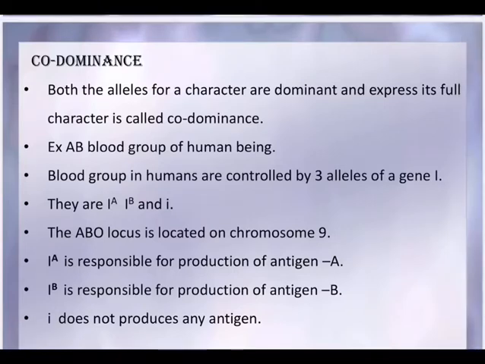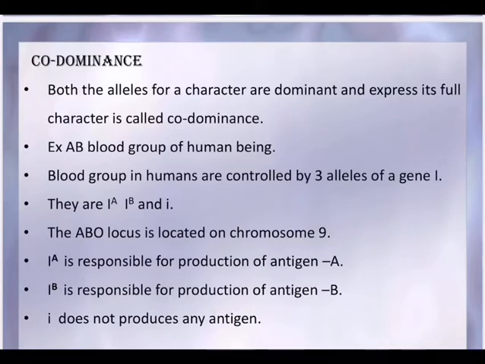Blood group is mainly controlled by 3 alleles of a gene, and that gene is the I gene. The 3 alleles are IA, IB and I0. Sometimes in some books they don't mention I0, where 0 refers to no antigen, so they simply write I. I is for immunoglobulins, it's a protein. The ABO locus is located on chromosome 9. This is important, out of the 46 chromosomes, chromosome 9, for your competitive exams.